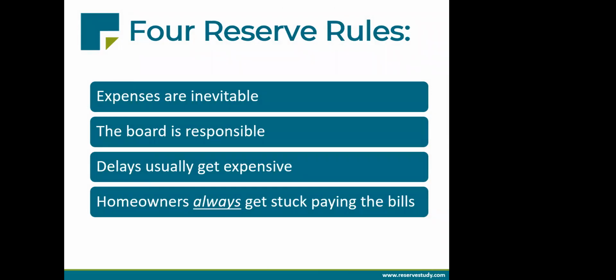All right, reserve rules. So in our business, we talk about these 4 reserve rules. First, expenses are inevitable. They are bound to happen whether we like it or not. There's no getting around the fact that your AC will need to be replaced at some point, your elevators will need to be modernized, and your roads will need to be repaved. Number 2, the board is responsible. They are elected members that are entrusted with managing the community association on behalf of all the unit owners.